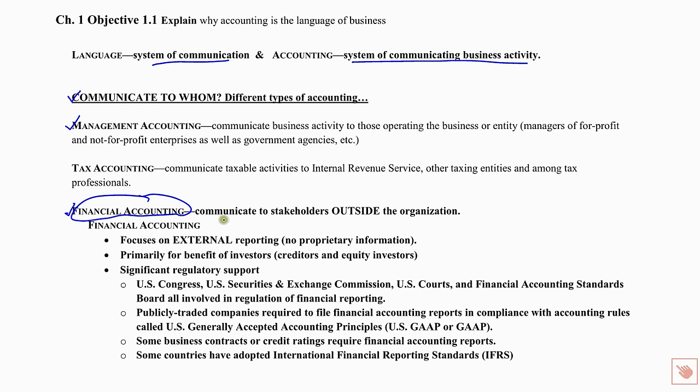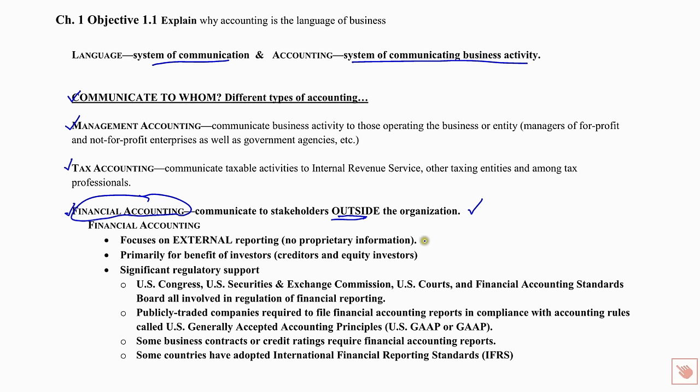For financial accounting, we're communicating to stakeholders outside the organization. Management accounting is for communicating and decision making inside the organization. And another type of accounting you may be familiar with is tax accounting. In that type of accounting, you're communicating taxable activities to the IRS. But our focus here is going to be financial accounting. Once again, a lot of the things that you're going to see in this course you'll see used in other types of accounting, but there are aspects of this course that are particular to financial accounting.